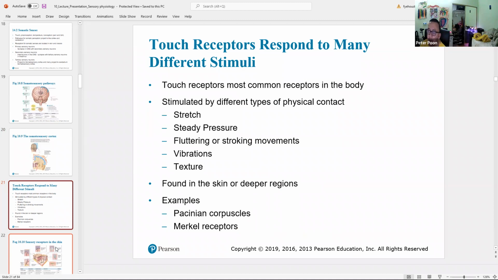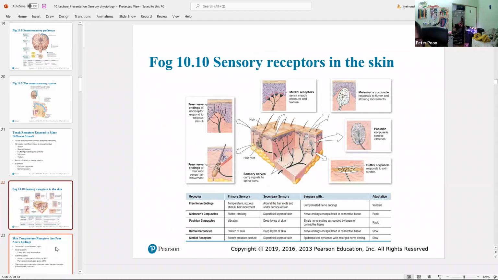All right, I'll explain this one on the next slide. There are different types of receptors, and different types of receptors receive different types of information. Free nerve endings are nociceptors, responding to pain. Merkel receptors sense steady pressure and texture. Meissner's corpuscles respond to flutter, stroking movements along the surface of the skin.